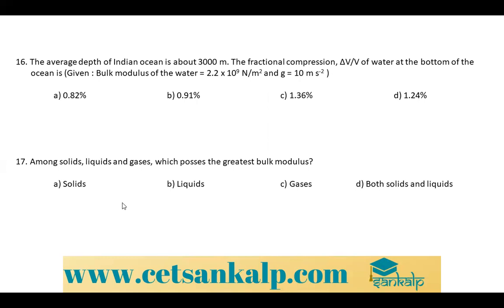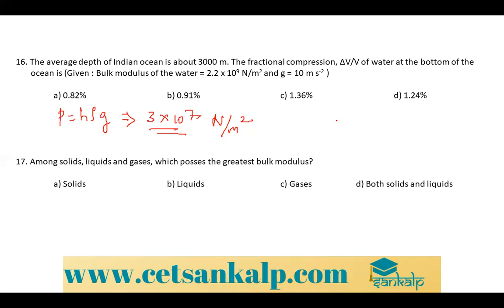So you can write this as P is equal to h rho g. If you substitute all the values, you'll be getting 3 into 10 to the power 7. Finally it is 3 into 10 to the power 7 Newton per meter square.